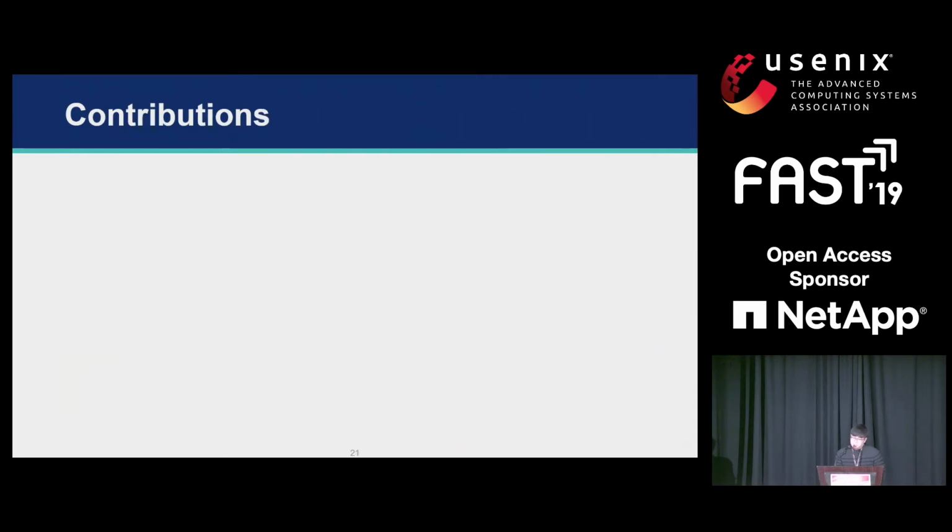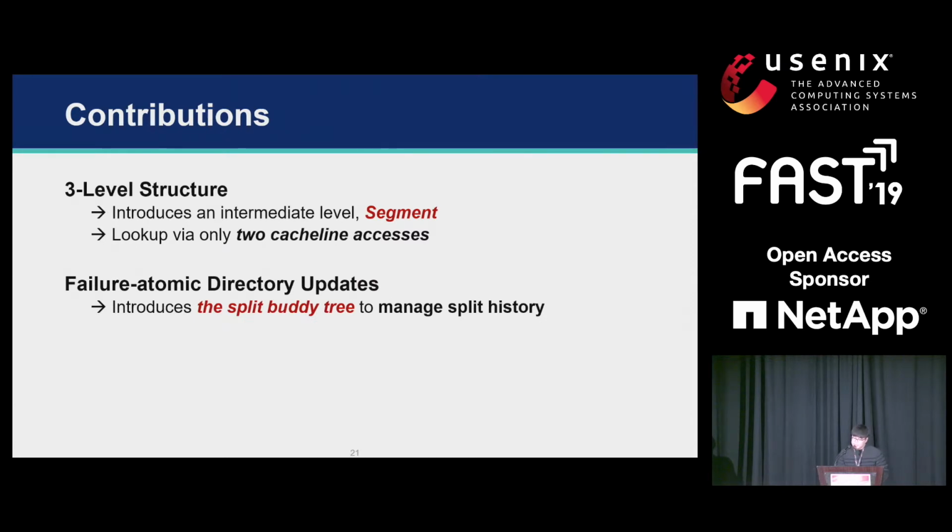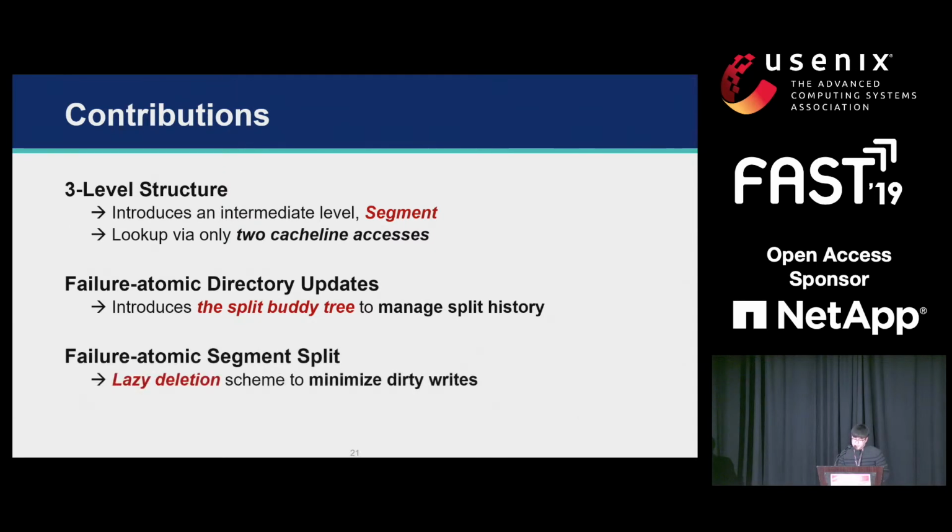To resolve these challenges, we propose the Cacheline-Conscious Extendible Hashing scheme. This CCEH has a 3-level structure. CCEH has an intermediate level called a segment. With this 3-level structure, CCEH can find any data with only 2 cache line accesses. Second, we designed a failure atomic directory update scheme by introducing the split buddy tree. Third, we introduced a lazy deletion scheme for efficient failure atomic segment split. Let me start with the 3-level structure.